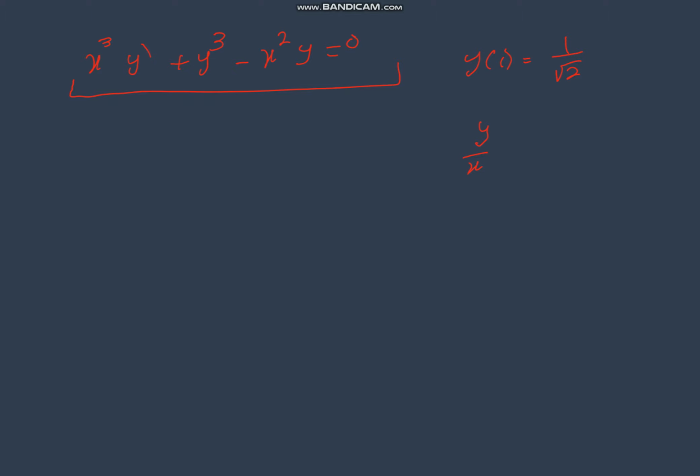So let's divide by the highest power of x. What is the highest power of x? It is x to the third. So divide everything by x to the third. On the left-hand side, we end up with y prime plus (y divided by x) to the third power minus y divided by x to the first power, which is equal to 0. So we rewrote everything in terms of y divided by x.